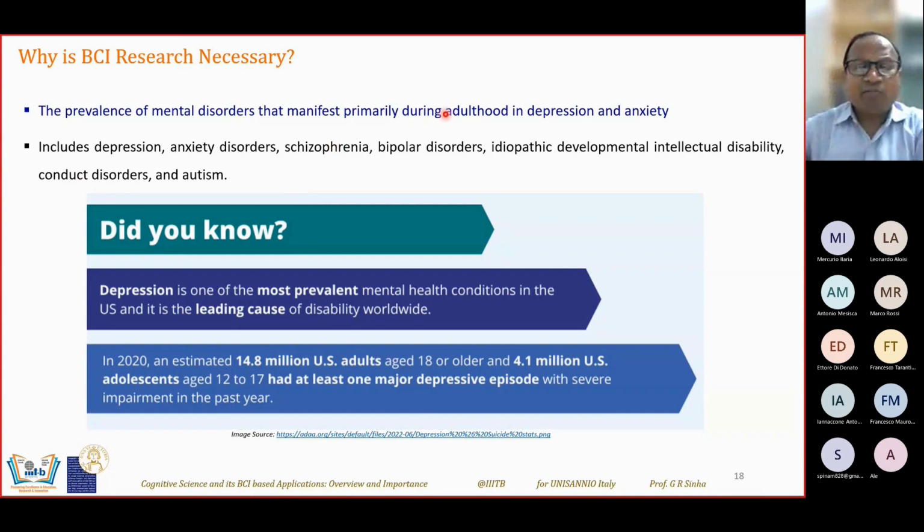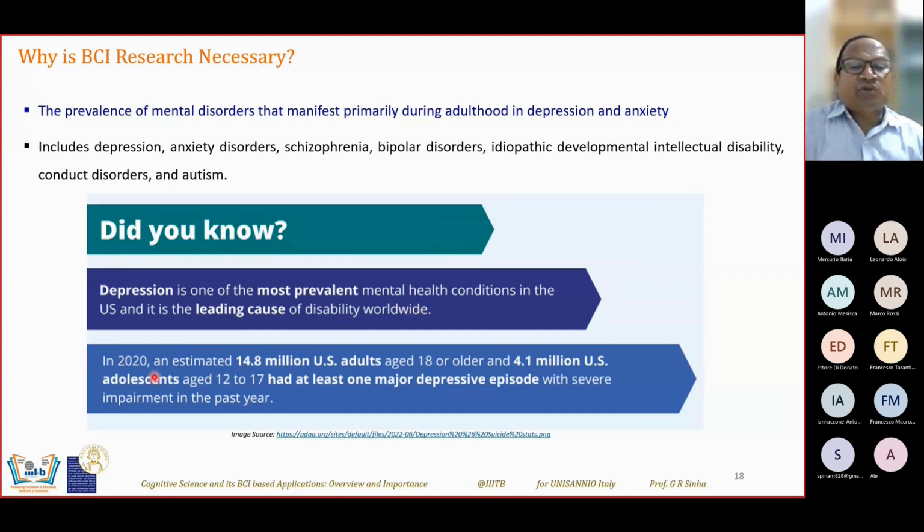There is one survey I have included here with a proper citation. Did you know depression is one of the most prevalent mental health conditions in the United States, and it is the leading cause of disability worldwide? Remember, this is an absolutely alarming situation. Depression is one of the most prevalent mental health conditions in the US, whereas it is the leading cause of mental disability worldwide. No country is left out of this crisis.